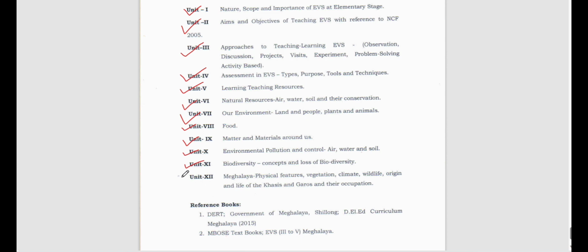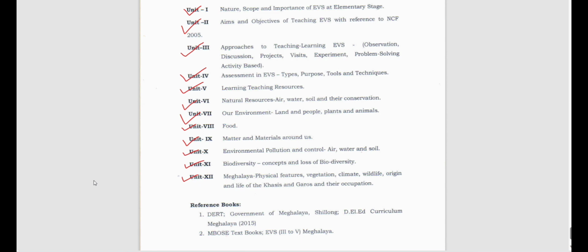Now let's go to the last unit, that is unit 12. What does unit 12 say? Meghalaya: physical features, vegetation, climate, wildlife, origin, and life of the Khasis and Garos and their occupation. Now you see, I don't even need to explain this topic to you. Why? Because this is our topic, our state, right? Our beloved state, Meghalaya, the abode of clouds.